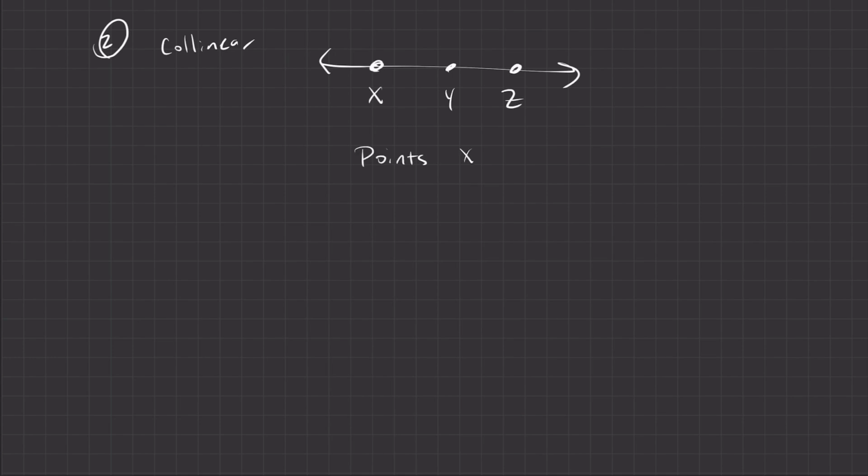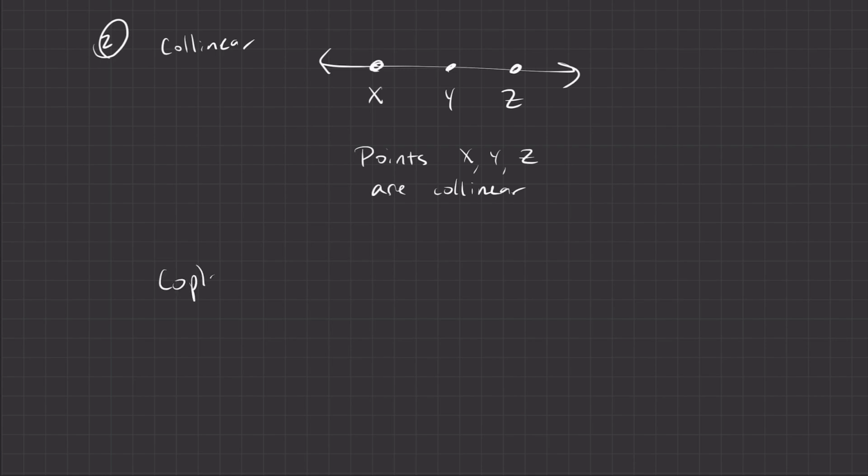So number 2, it says define collinear and coplanar. So the word co means together, right? So if I put collinear, that means points on the same line. So if I take a look at this particular example, we can say that points x, y, z are collinear, hence they are on the same line, okay?